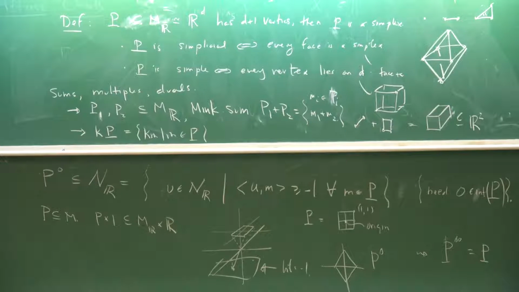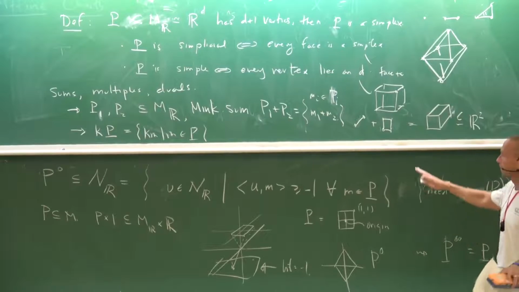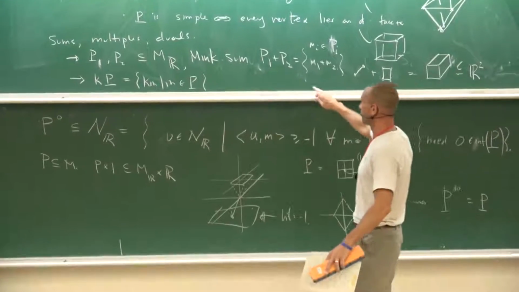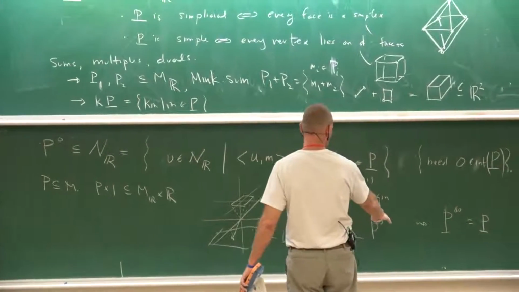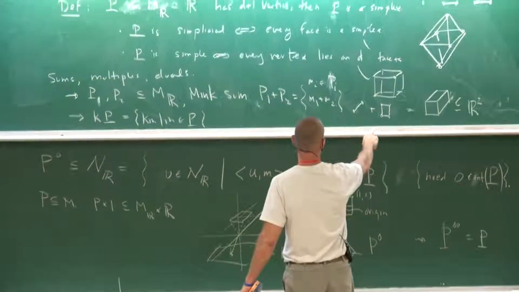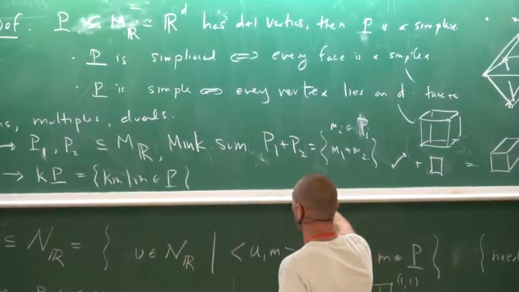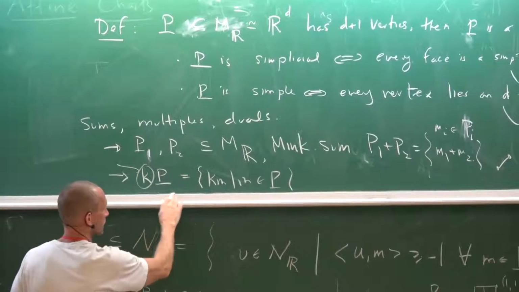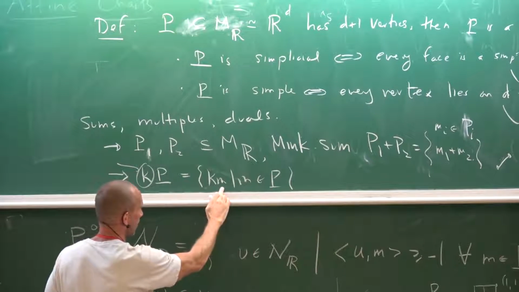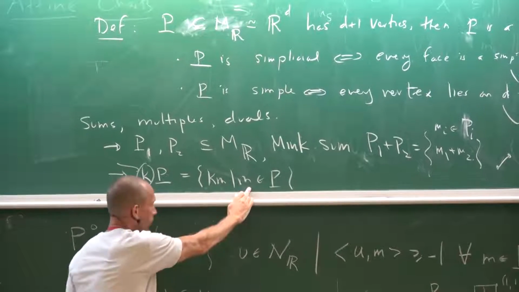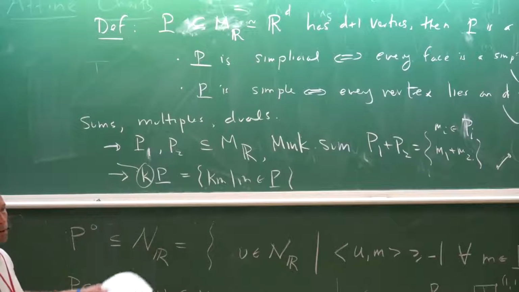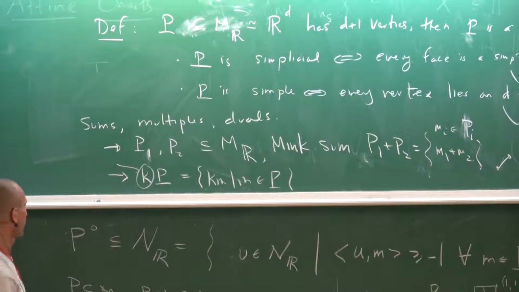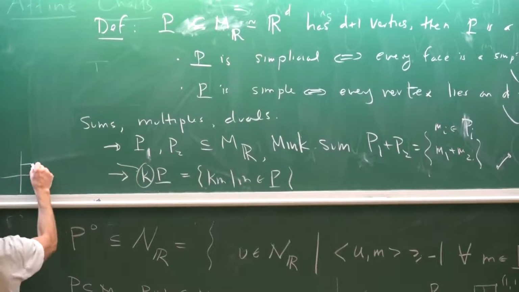Oh, question. Say again. Where? Last line up here. kP. k is just an integer. This is a dilation. So kP is the set of km for all m in P. So it's the k-fold multiple of my polytope. So I just dilate. So if I had a lattice polytope and this was P, this is 2P.